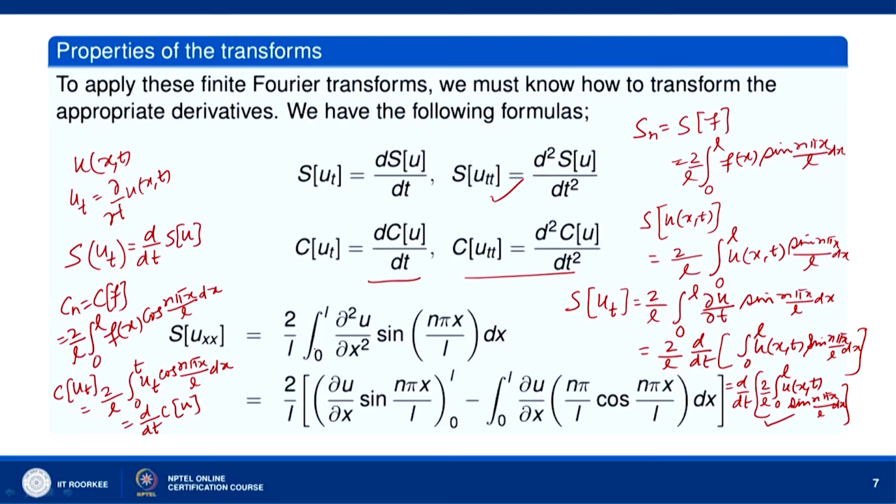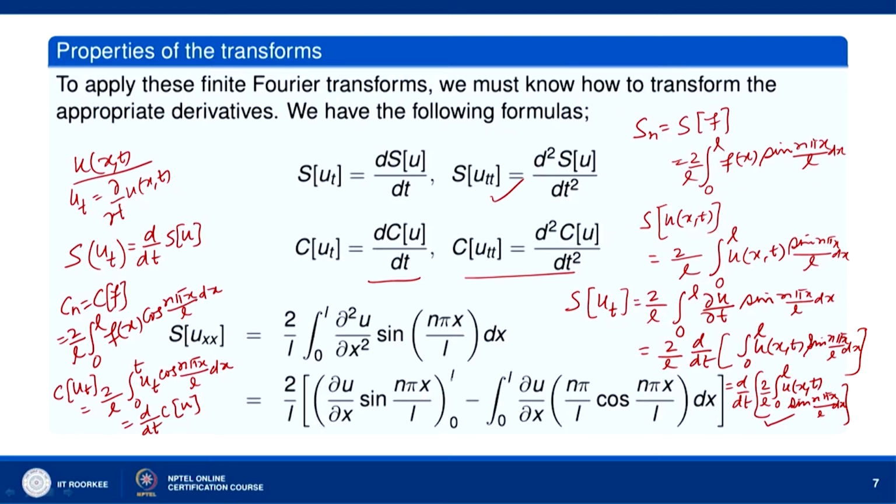Okay. Now, let us find S of uxx. Okay. S of uxx means 2 over L integral 0 to L of the second order partial derivative of u with respect to x. As I said, u is a function of x and t. So, the second order partial derivative of u with respect to x into sin n pi x over L dx. Now, what we do, we integrate it by parts. So, integration by parts gives you 2 over L, integral of the second derivative of u with respect to x; when you integrate, you get the first order partial derivative of u with respect to x. So, ux into sin n pi x over L from 0 to L, minus integral 0 to L ux, then the derivative of sin n pi x over L, so that is n pi over L cos n pi x over L dx.